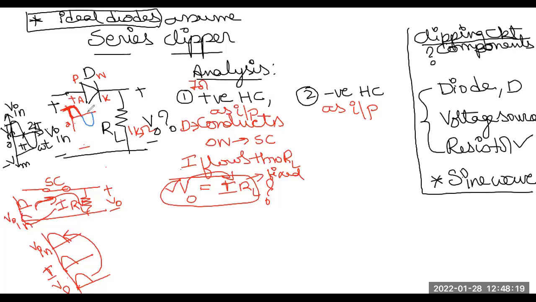Any value below 0 is a negative voltage, right? So from 0 it is slowly increasing, going to the maximum value. What is the maximum value? Minus Vm. So whatever voltage you are taking in the negative half cycle, it's a negative voltage, right?